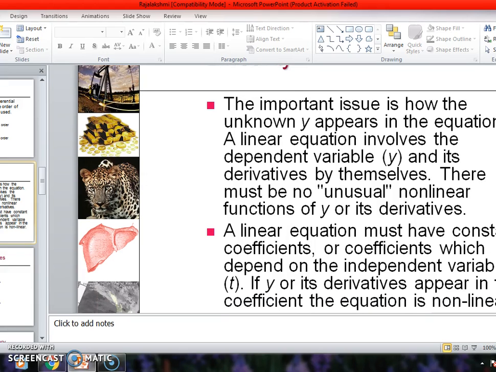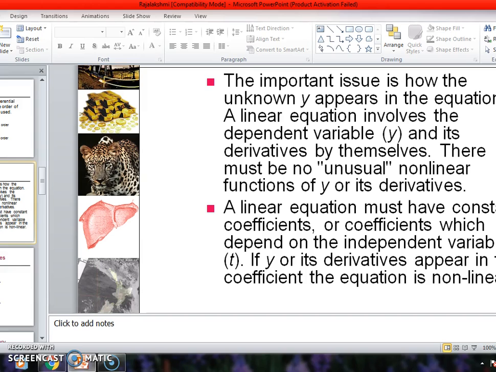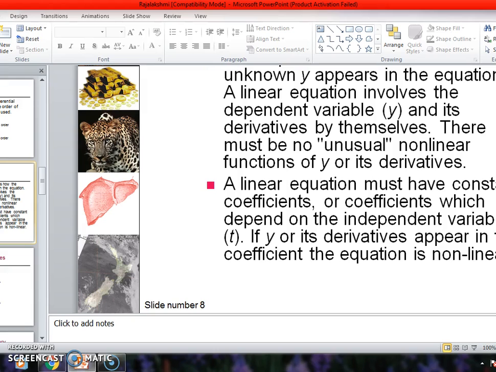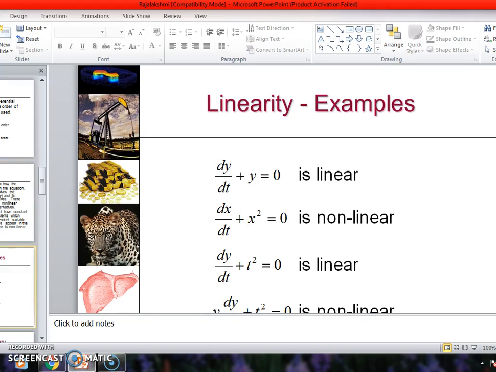A linear equation involves the dependent variable y and its derivatives by themselves. There must be no unusual non-linear functions of y or its derivatives. A linear equation must have a constant coefficient or a coefficient which depends on the independent variable t. If y or its derivative appears in the coefficient, the equation is non-linear.